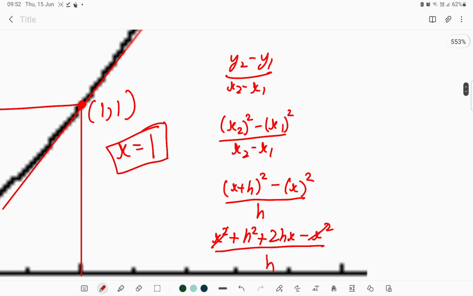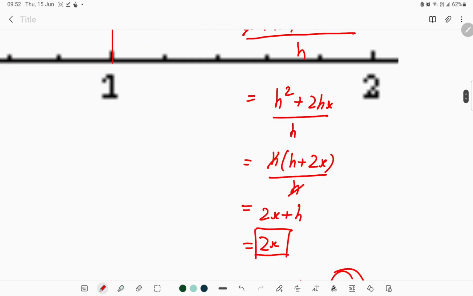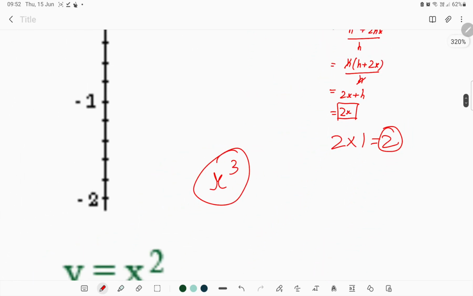Just plug the function in place of y, solve it, cancel h at the end, and then get your answer.